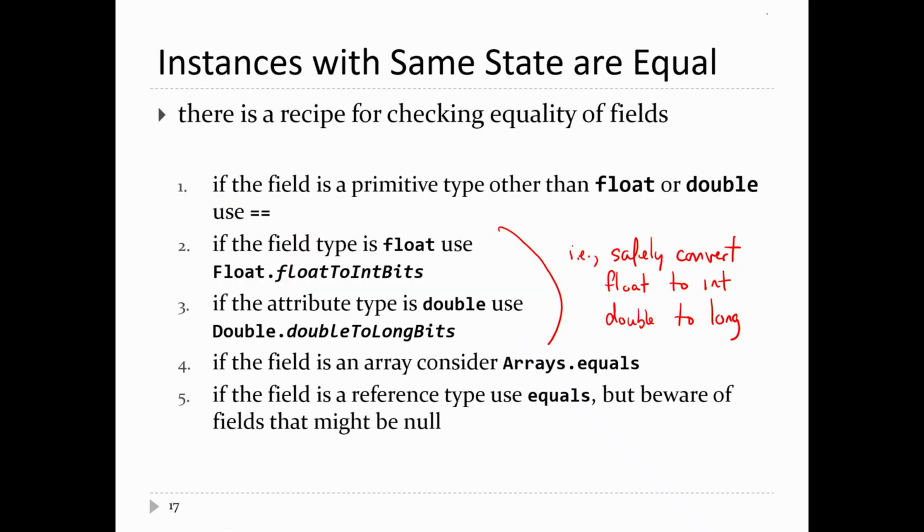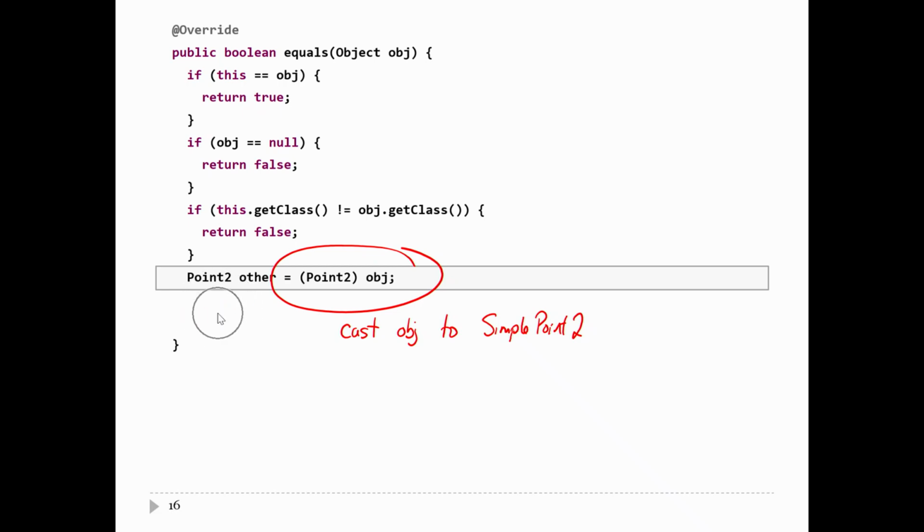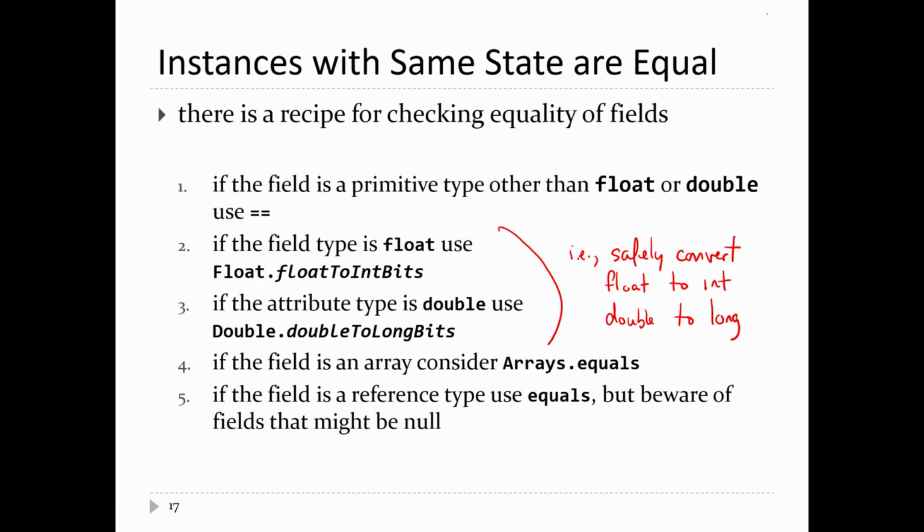Okay, now we want to test. At this point, I finally have the two points that I can compare: I've got this and I've got other. So now I'd like to compare the x and y coordinates of this and other. It turns out there's a recipe for doing this because implementing equals is fairly common. If your fields are primitive but not floating point, so basically any integer type or boolean, just use equals equals to compare the fields. Everything will be fine.